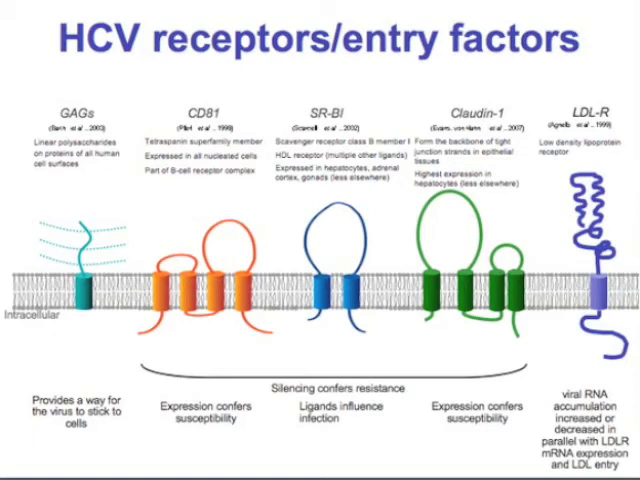And one of the earliest putative receptors for hepatitis C virus was described a decade ago by Vince and Yellow and colleagues, and this is the low-density lipoprotein receptor. And evidence for the role of LDL receptor in virus entry is that viral RNA accumulation correlates, either increases or decreases, in parallel with LDL mRNA expression and LDL entry.